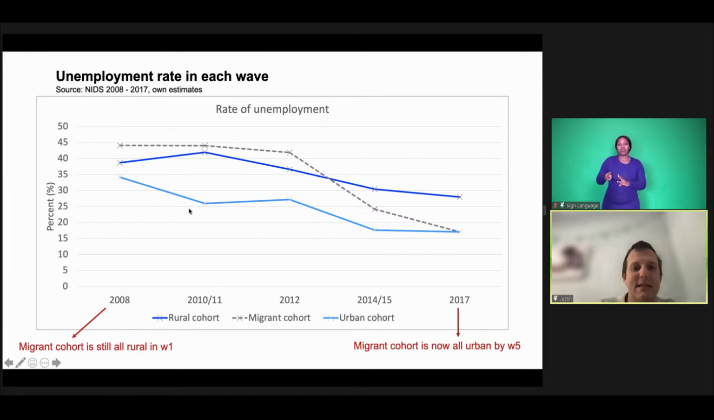And you can see here that there is this gap between the rate of unemployment, with unemployment in rural areas being much higher than in urban areas. And although there's a general improvement for the NIDS cohort over time, you can see this gap remains in place, and it's a statistically significant difference. And you can see for those who were rural but chose to migrate, by the time we reach wave 5, when everyone has migrated, the unemployment rate has now adjusted to the same level as that for the urban cohort. It's still high, but it certainly is a significant improvement over what it would have been if these people had remained in the rural cohort.